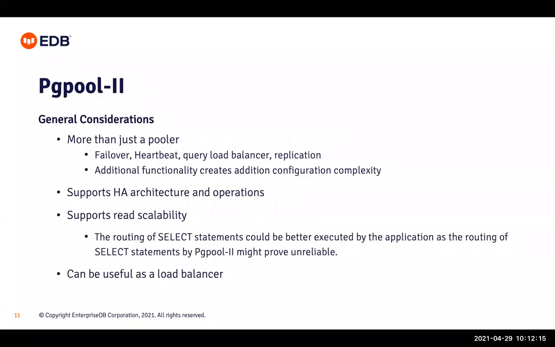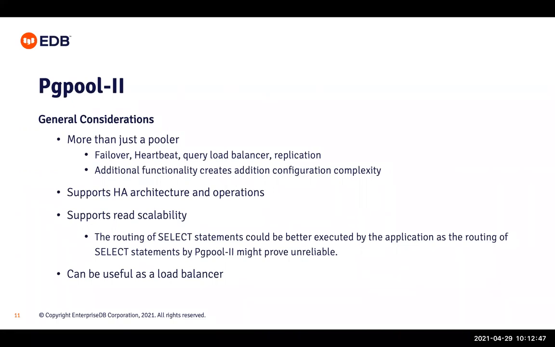Now we'll discuss pgpool 2. So pgpool 2 is much more advanced. It has many more features that are available in pgpool, and not all the features are used by everyone in pgpool 2. It provides features such as load balancing, connection pooling, replication, high availability, in-memory cache, and watchdog. Supports HA architectures, and it also supports read scalability.